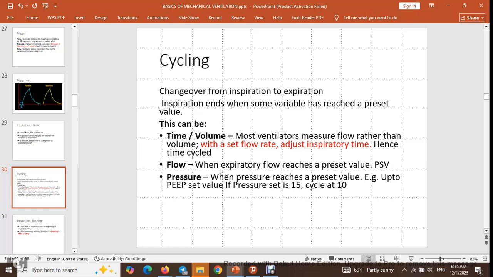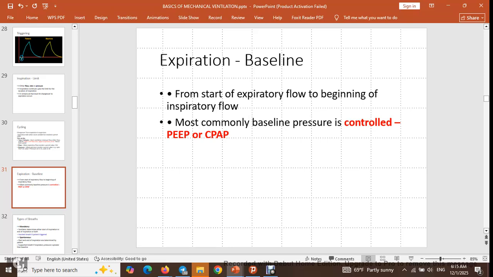The other, as I said, is time cycling, because some patients are not allowed to have spontaneous expiration. Normal expiration, as I said, is passive. It runs from the start of expiratory flow to the beginning of inspiratory flow. Most commonly, baseline pressure is controlled by PEEP or CPAP.